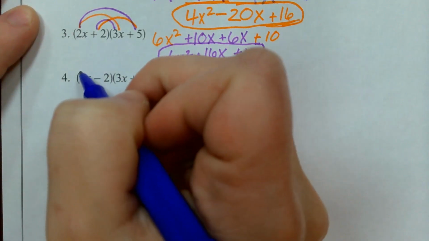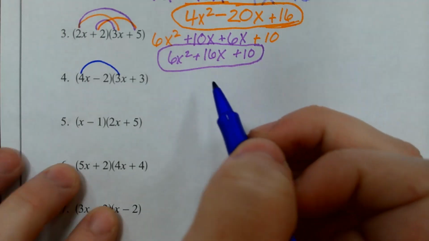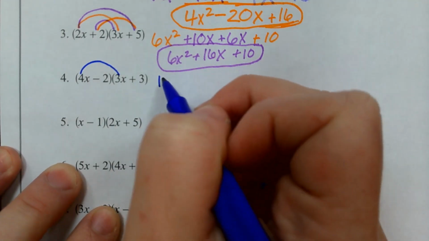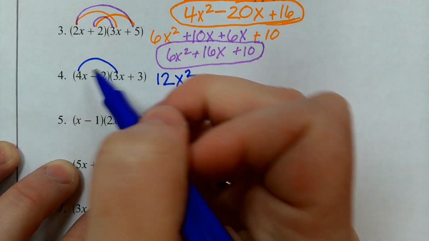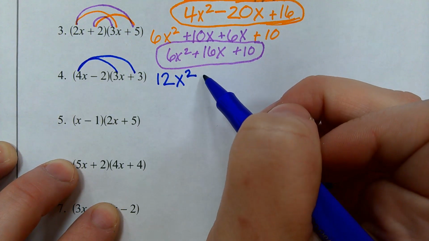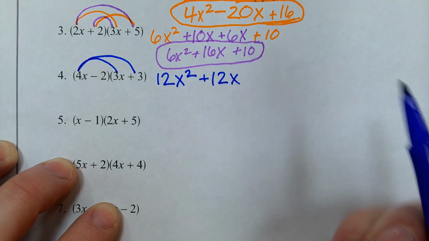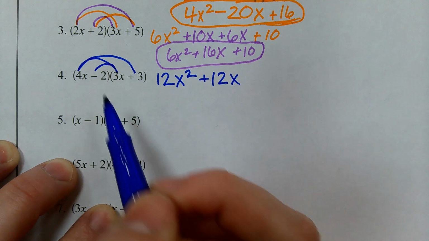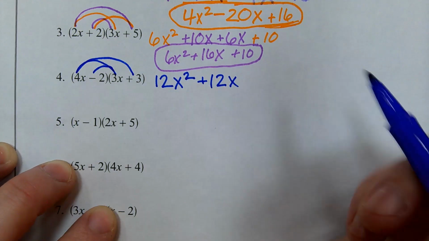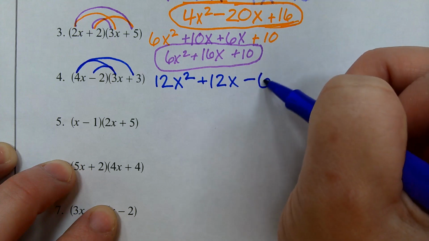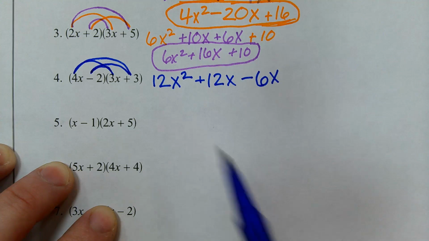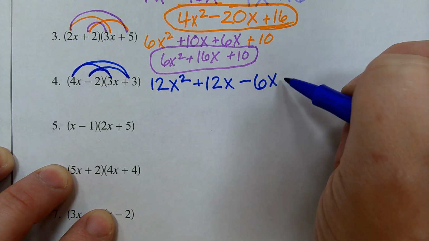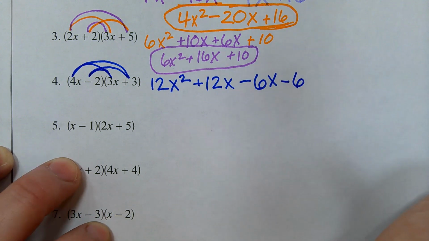4x times 3x. What is that? 12x squared. Good. And what's my next step? 4x times 3, which is 12x. Next step? Negative 2 times 3x. Good. Negative 2 times 3x is negative 6x. And last but not least? Negative 2 times 3. Good. Negative 2 times 3 is negative 6. Are we done?